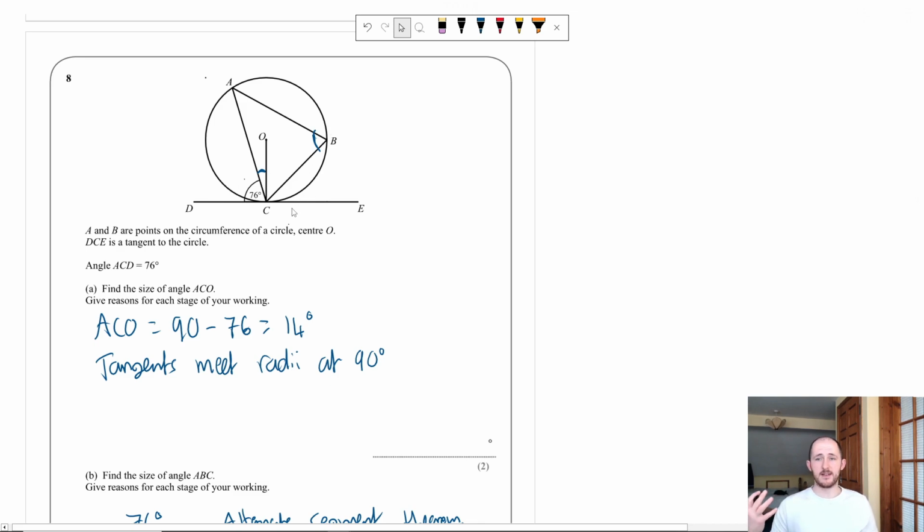Now that might sound very difficult to process, but here's a little bit of a hint. They will always give you a triangular shape when it comes to the alternate segment theorem, because that's the most common example of it, okay?